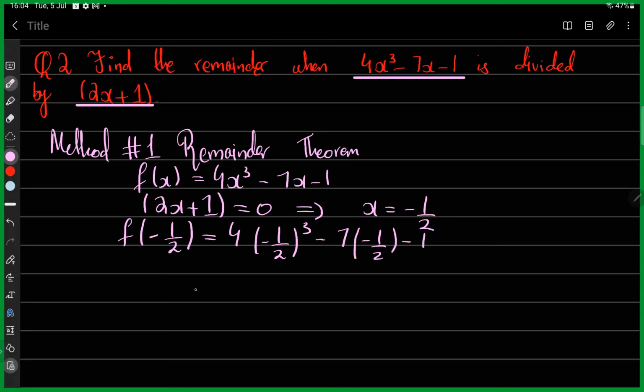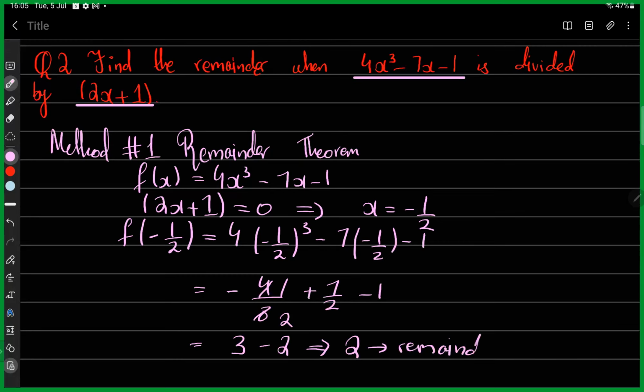This would give us minus 4 by 8 plus 7 by 2 minus 1. So minus 1 by 2 plus 7 by 2, it's minus 0.5 plus 3.5. It would be 3 minus 1. And finally, the answer is going to be 2. So this is going to be the remainder.